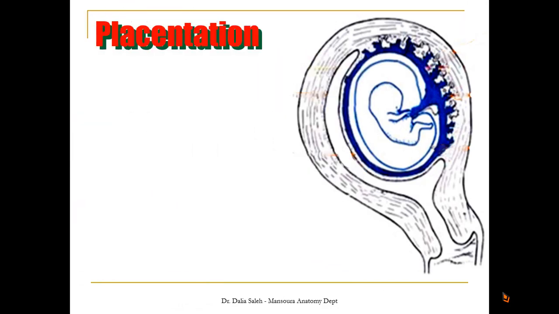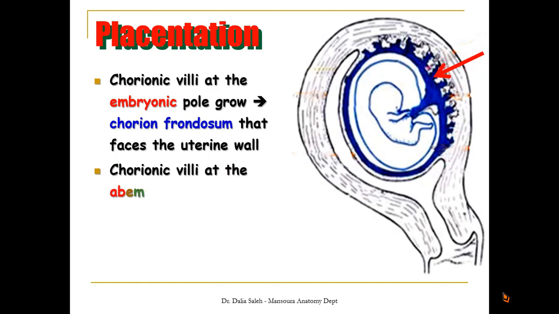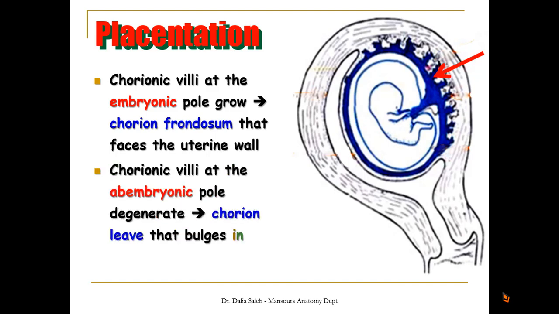Let's go back to the chorionic villi. These chorionic villi at the embryonic pole will grow and form chorion frondosum that faces the uterine wall, while chorionic villi at the abembryonic pole, or away from the embryo, will degenerate and form what's called chorion laeve, and this part of the chorion will bulge into the uterine cavity.